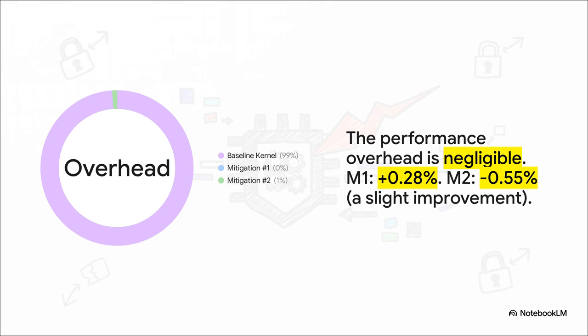And this is the best part. The overhead is basically nothing. The isolation technique adds a tiny 0.28% of overhead. And the validation check? Get this, it actually made the kernel 0.5% faster, probably due to some nice cache effects. This means there's literally no excuse not to implement these fixes.